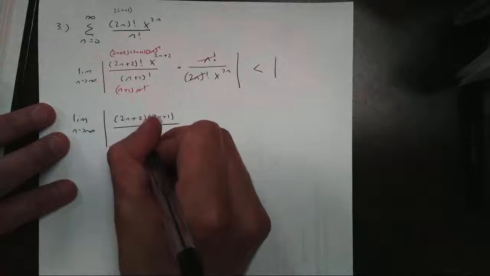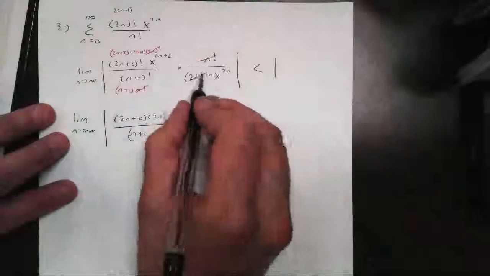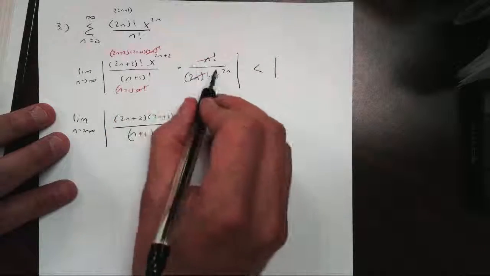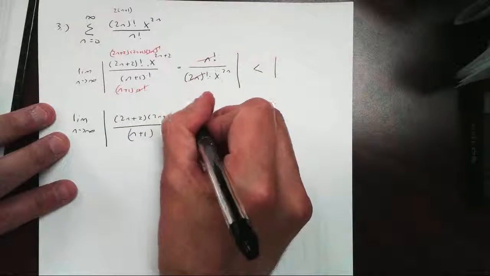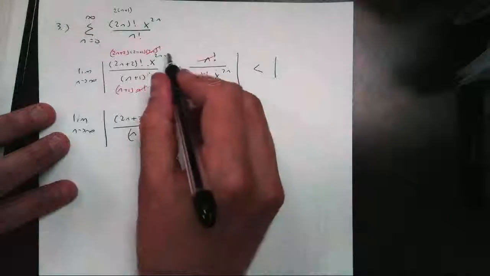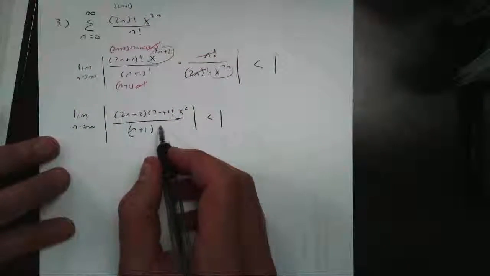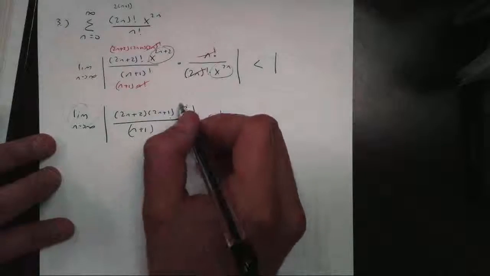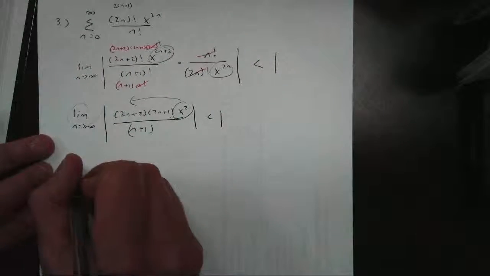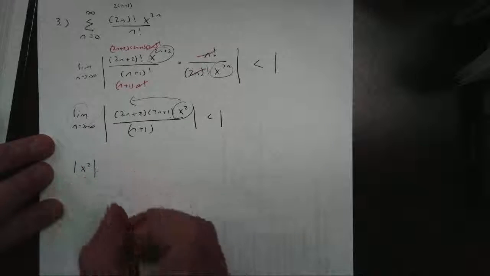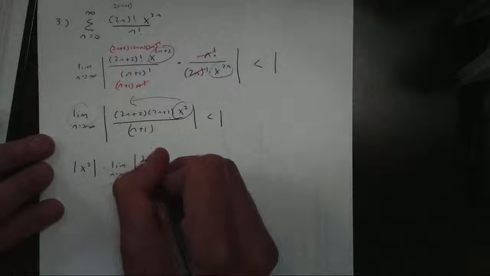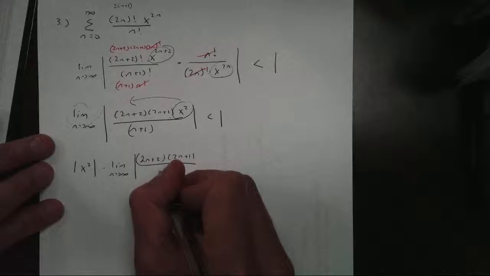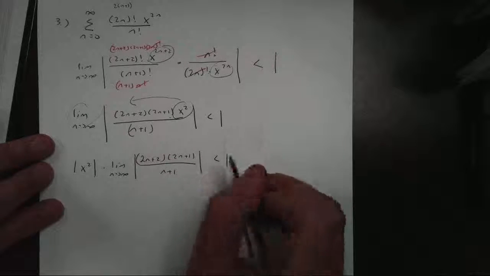over n plus 1. But I'm not done yet, because take a look here. I'm still going to be left with an x. If I subtract those powers, we're left with an x squared on top, less than 1. Now, remember, I'm only interested in the n, so anything that doesn't have an n in it can be taken out. So I'm going to be left with the absolute value of x squared times the limit as n goes to infinity of (2n+2)(2n+1) over n plus 1. This has to be less than 1.